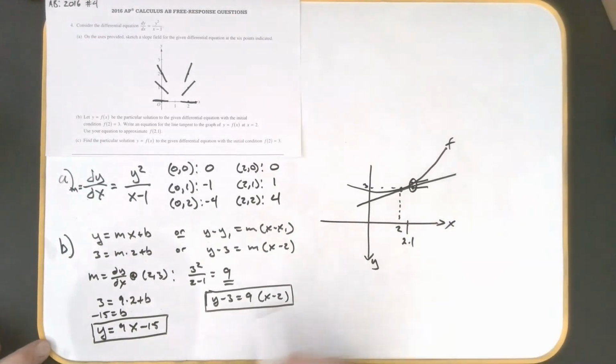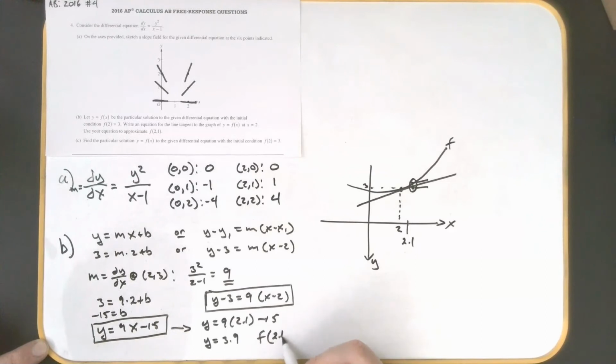So all you're going to do is take one of your equations and let x equal 2.1 and solve for y. So I'm going to do that on this one right here. I'm going to say, well, if y is equal to 9 times 2.1 minus 15, I wind up getting 18.9 minus 15, and I would get y is equal to 3.9. So that would be my approximation. So I would say f of 2.1 is approximately 3.9.